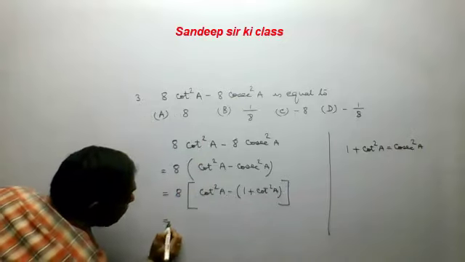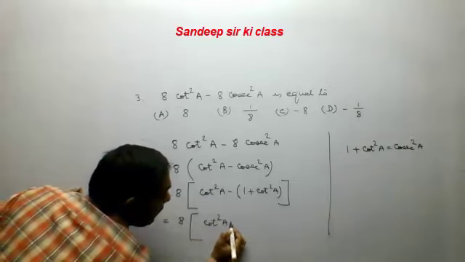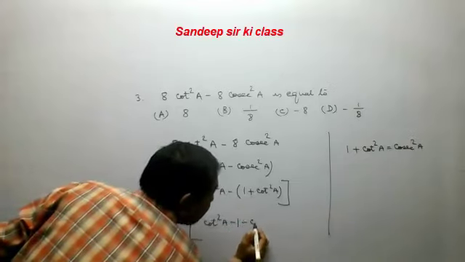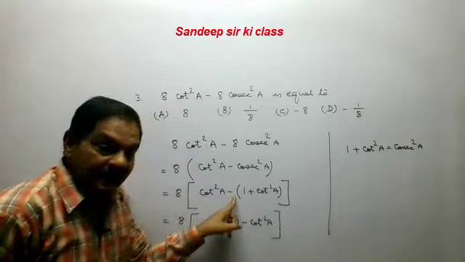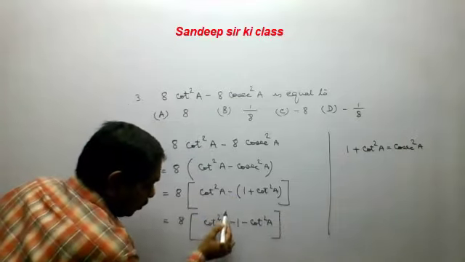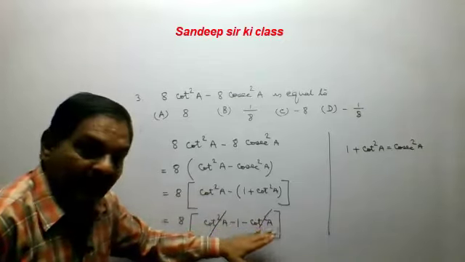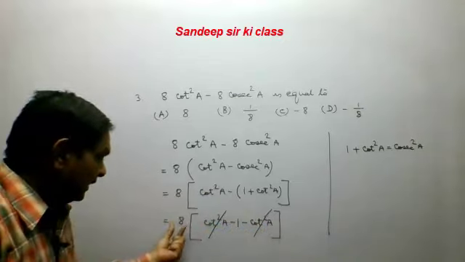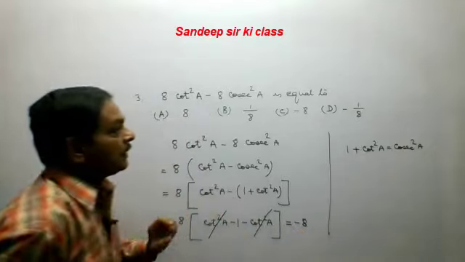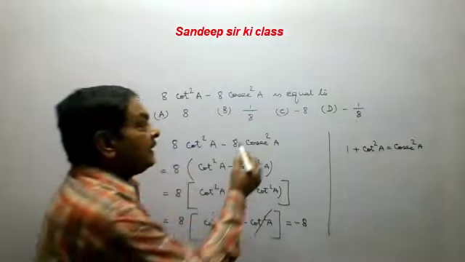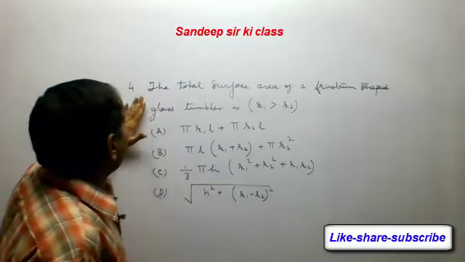Now simplify this: 8 times cot square A minus 1 minus cot square A, because minus is there outside this bracket. So cot square A and minus cot square A are cancelled. Minus 1 multiplied by this 8 will become minus 8. So here option C is the correct option. Next question, question number 4.